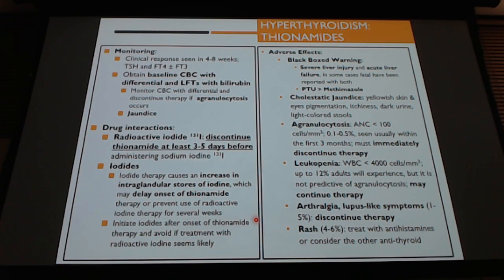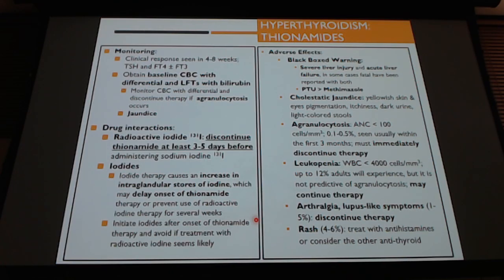Also, you can see sometimes with jaundice, depending on the patient, where they have a yellowing of their skin. Sometimes you'll see it in people's eyes as well. So if you see those things happening and they're on one of these thionamides, you should be making sure that you have your labs to back up what you are suspecting is happening.